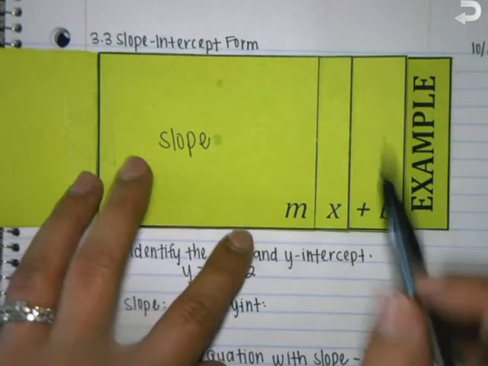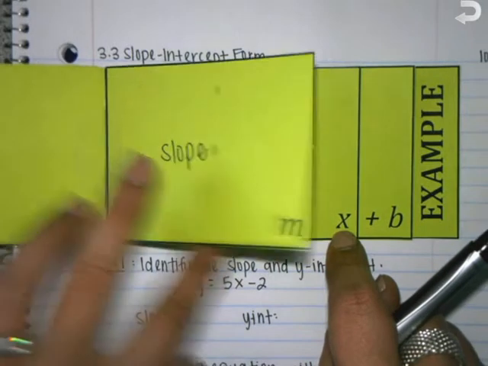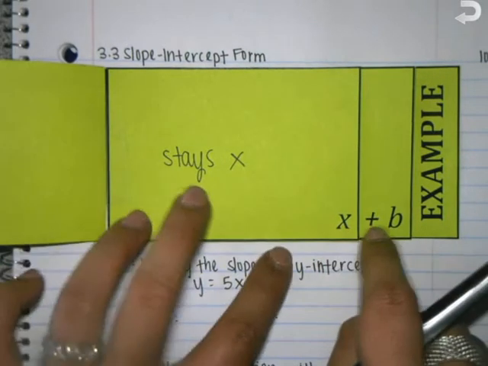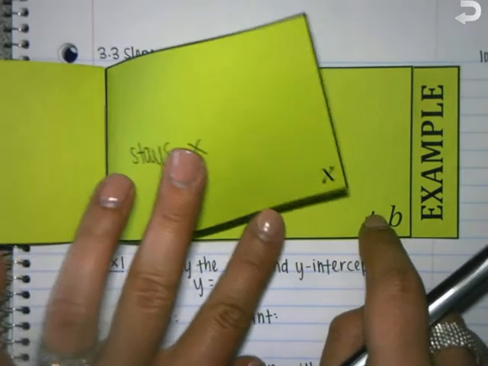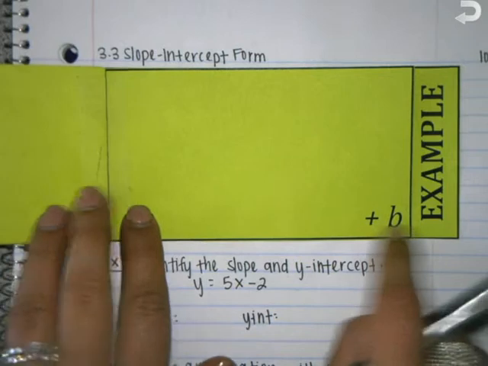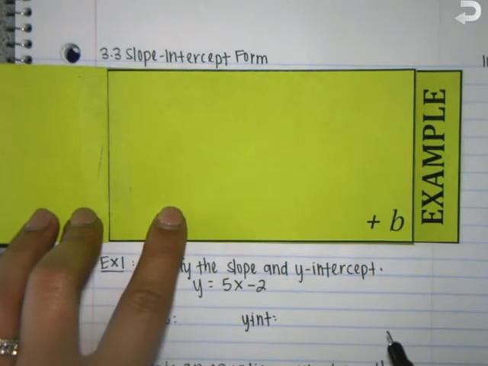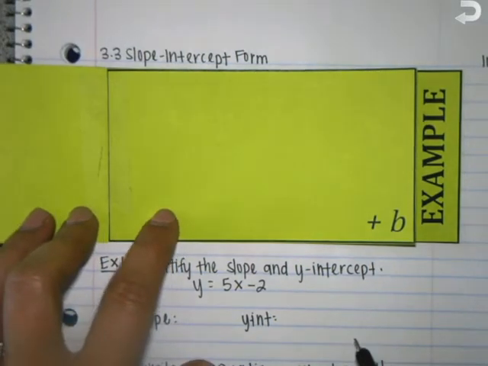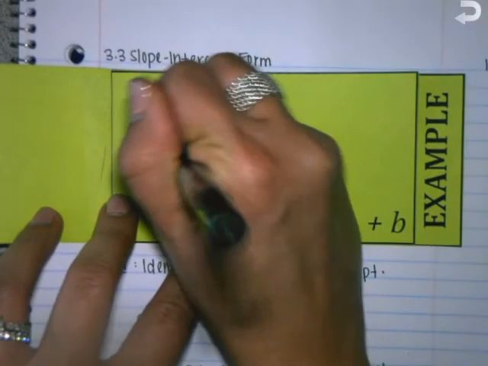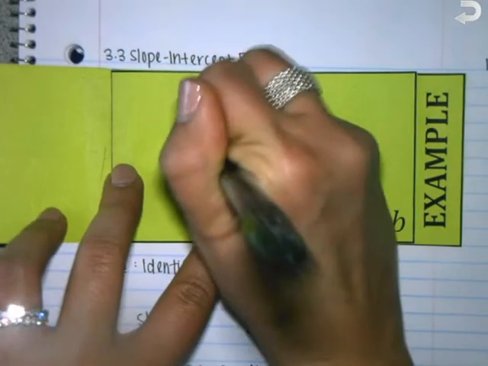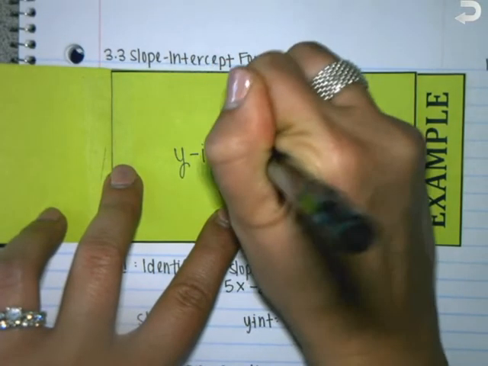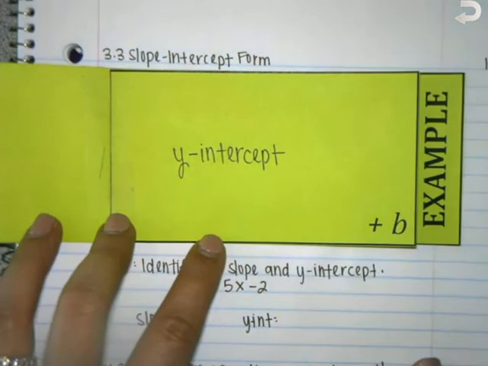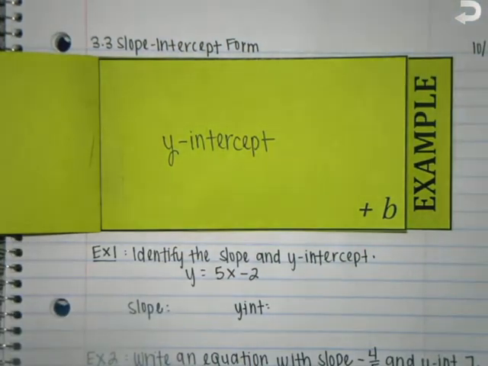Is the x part of the slope? No, the slope is just m. The x means your x coordinate. So if m is the slope, and x and y get to stay x and y, what do you think b represents? If this is slope-intercept form, it's the y-intercept. So b is your y-intercept.